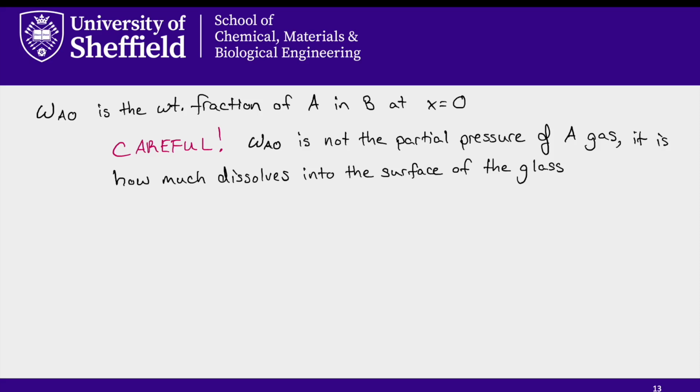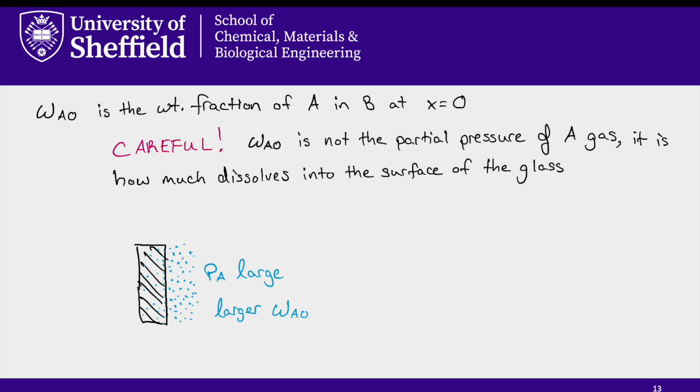And if you dump in more solid, the equilibrium concentration doesn't change. But the solubility of gas in a solid works slightly differently. So if you have a large partial pressure of helium, it drives more helium into the glass, and so the solubility increases at the surface and you have a greater mass fraction of A. Conversely, if you don't have a high partial pressure of helium, there's much less that dissolves into the surface, and so a lower value of that mass fraction of A at the surface.